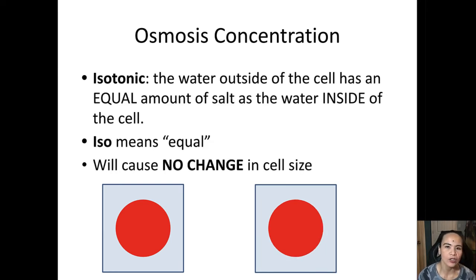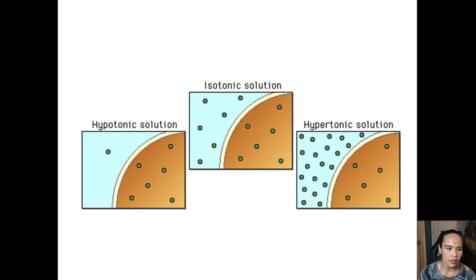And lastly, your isotonic: the water outside the cell has an equal amount of salt as the water inside the cell. Okay, so it's equal. So it means there's no change in the cell that's happening in an isotonic solution. So again, hypotonic, less outside, more inside. Isotonic, equal. Hypertonic, more outside, less inside.